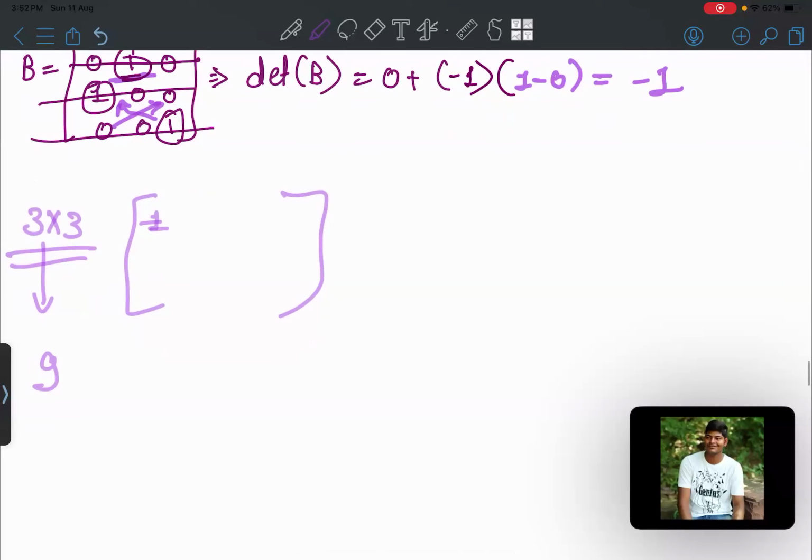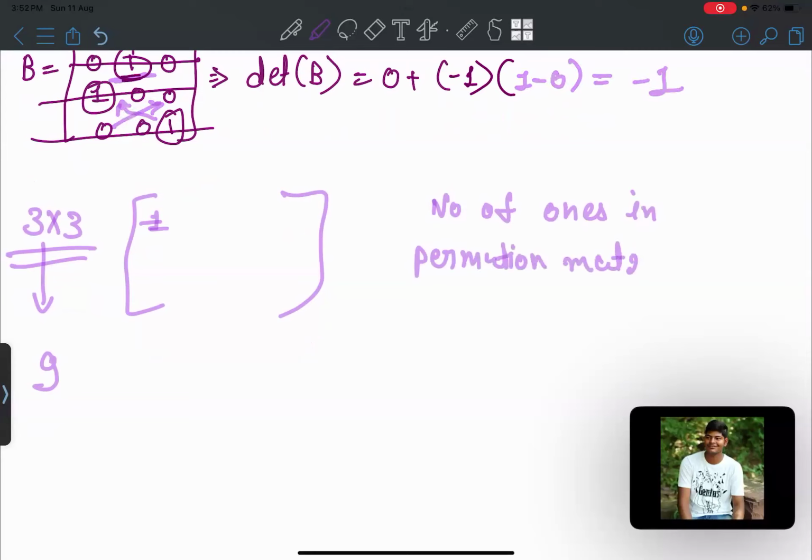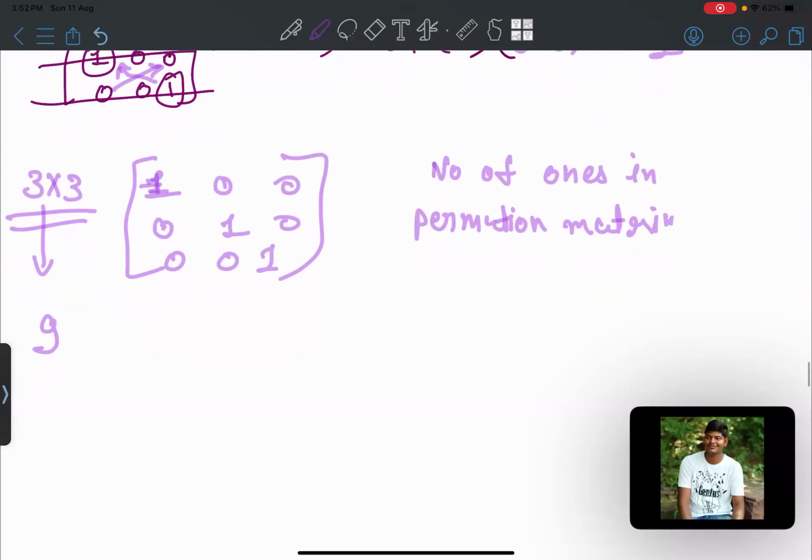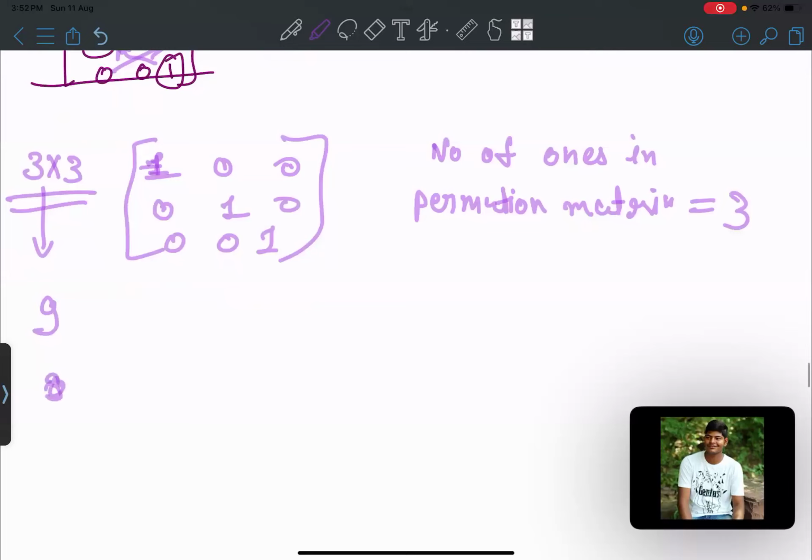So how many ones? Number of ones in a permutation matrix. Suppose 1, 0, 0, 0, 1, 0, 0, 0, 1. How many ones? 1, 2, 3. So 3. So if it is n cross n, the ones will be n in number.